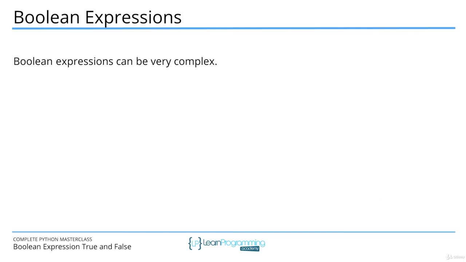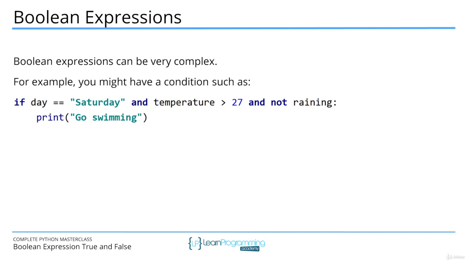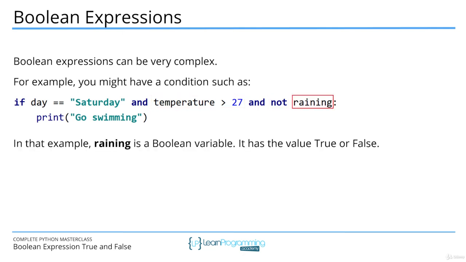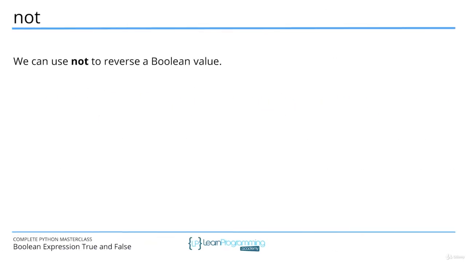Boolean expressions can be very complex. For example, you might have a condition such as if day is equal to "Saturday" in double quotes and temperature greater than 27 and not raining. You can see in that example, we're checking whether day is equal to Saturday and whether temperature is greater than 27. And we're also using a not here. In this example, raining is a Boolean variable. It has the value True or False. Not is used to reverse the value. So we can use not to reverse a Boolean value. Not True is False and not False is True.